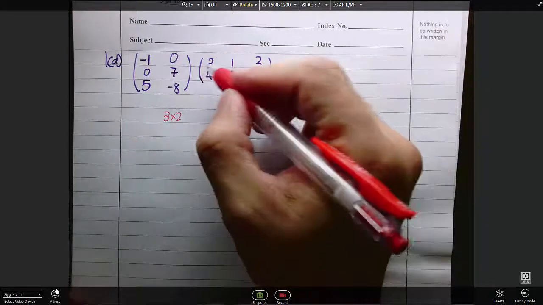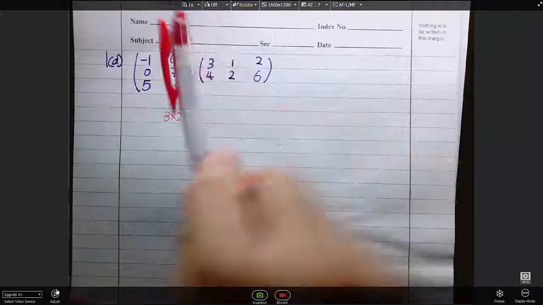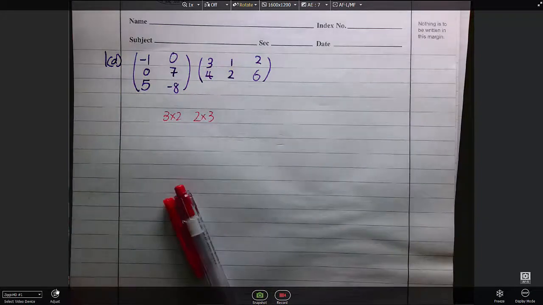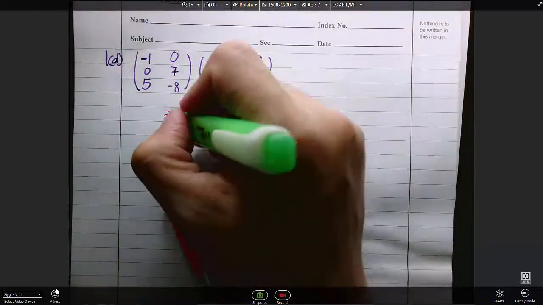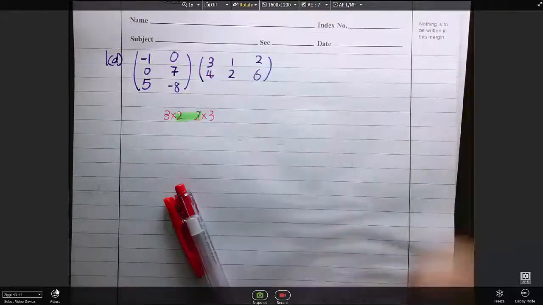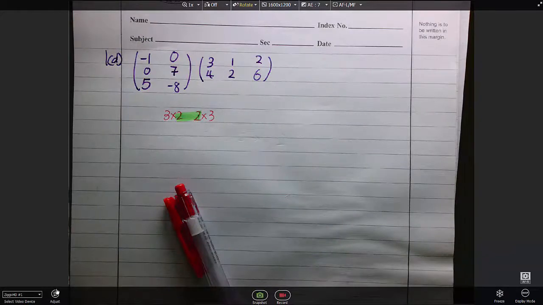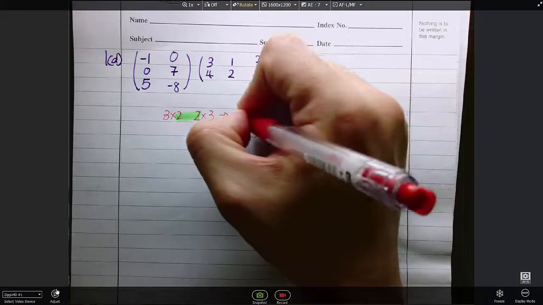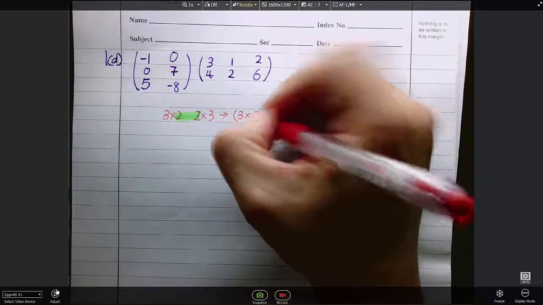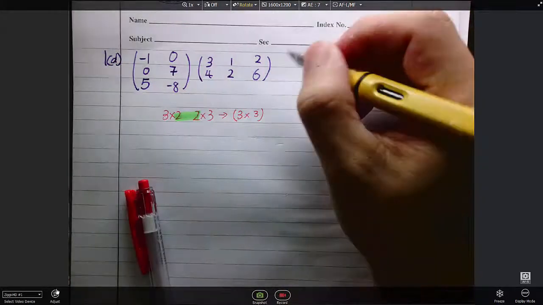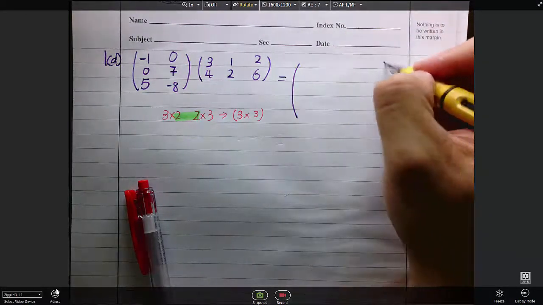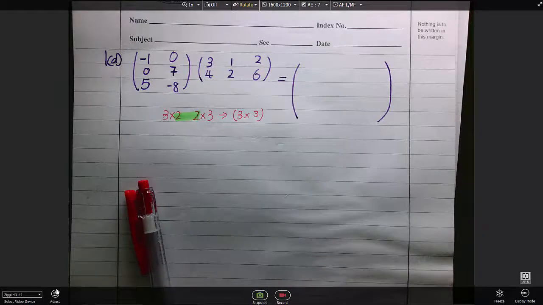3 rows, 2 columns, a 3 by 2 matrix. 2 rows, 3 columns. Then again, I do the highlighter, 2 and 3. Notice that yes, their middle numbers are the same, which means that my resulting matrix will be a 3 by 3 matrix. So I shall prepare down here a 3 by 3 matrix. So there will be 9 numbers.